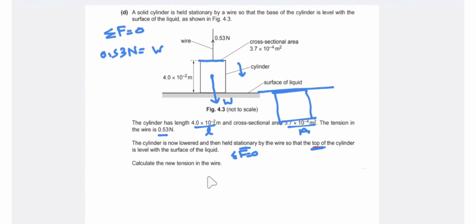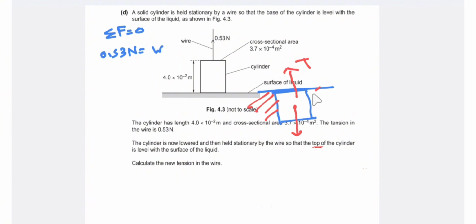Calculate the new tension in the wire. So now we need to calculate the value of the new tension. First of all, the tension force is acting upward and the weight is acting from the center, vertically downward. And now the cylinder is inside the liquid, so the upthrust force is acting on the cylinder.